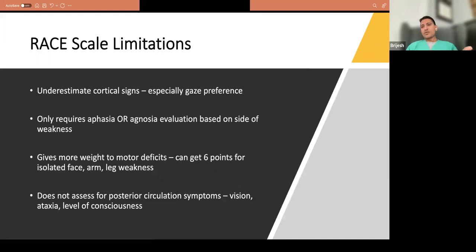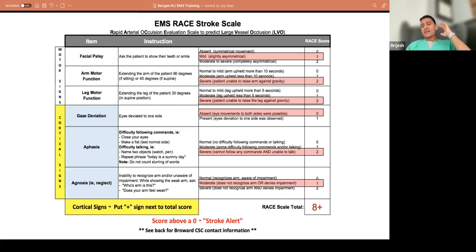And finally, posterior circulation. It does not assess for vision. It doesn't assess for drowsiness, sleepiness, or deficits in hand-eye coordination, where you say, okay, touch my finger, touch your nose, touch my finger, touch your nose. If they're way off, there's no way to determine that on the RACE assessment that this could be an isolated basilar artery or posterior cerebral artery, posterior circulation stroke.